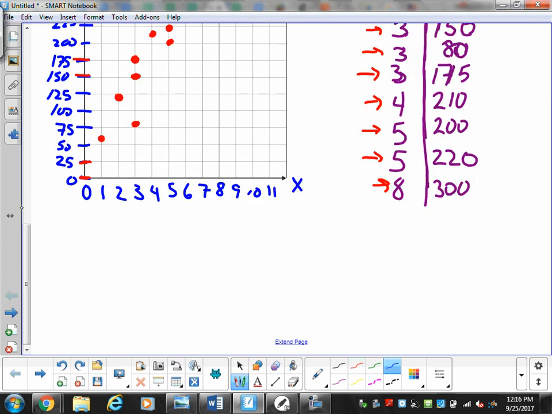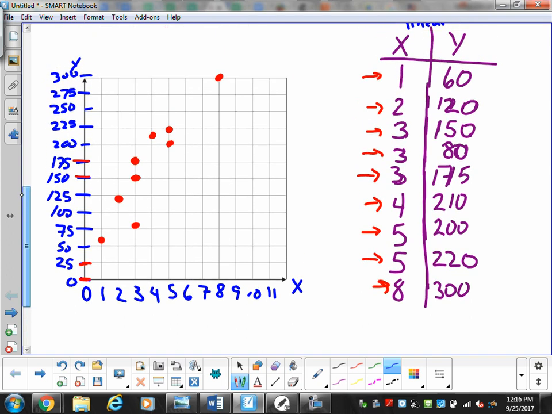Can you get that back down to where we need it? So somewhere right in that neighborhood.